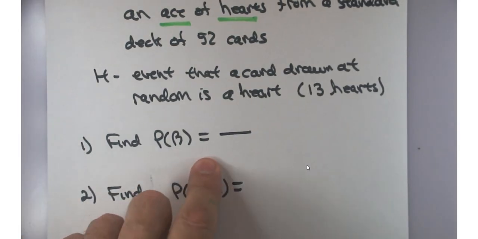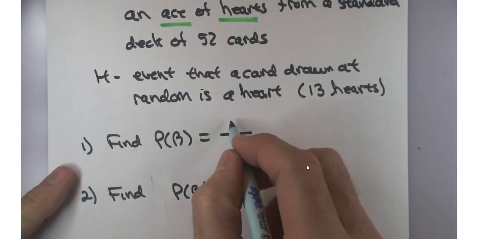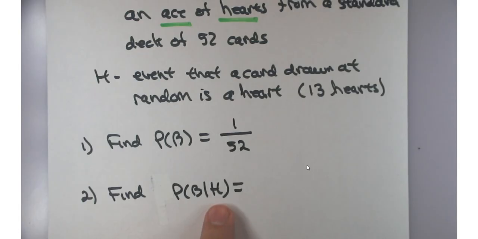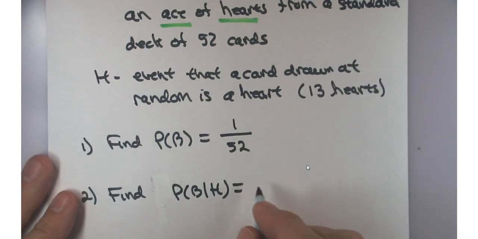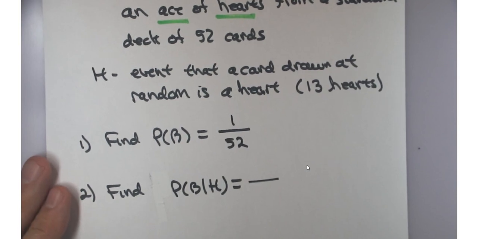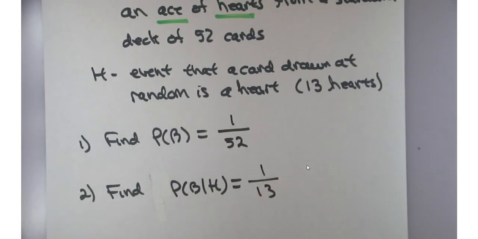What's the probability that somebody draws the ace of hearts out of a standard deck? 1 out of 52. But if I caught a look at the cards and I saw, oh, it was a heart. Now that you know that it's a heart, what's your chance of getting the ace of hearts? 1 out of 13. There's one ace of hearts, there's 13 hearts. So your probability is 1 out of 13.